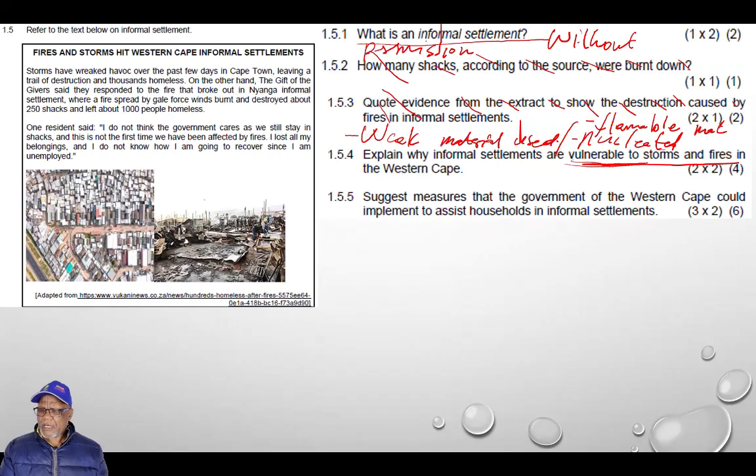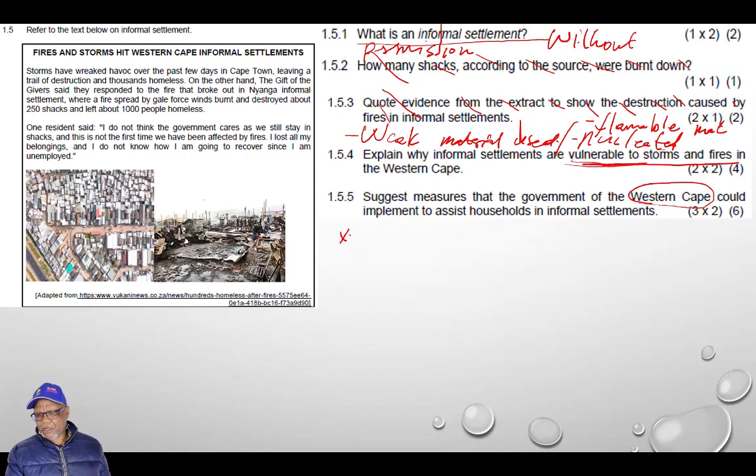And again, because they don't have roads, and therefore it's not easy for emergency services to go and assist them. So that's what makes them so vulnerable to storms and fires. Suggest a measure that the government of the Western Cape could implement to assist households in informal settlements. So it is not only in Western Cape, everywhere where we have informal settlements. What can the government do in order to assist households in informal settlements?